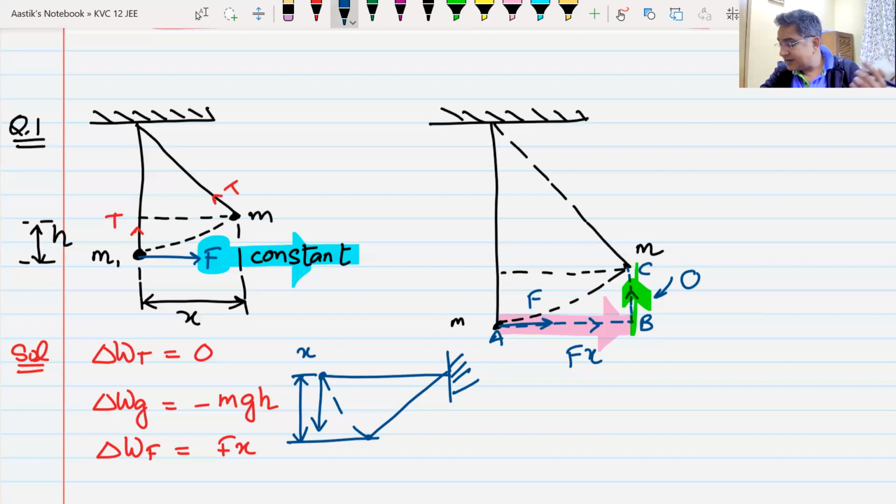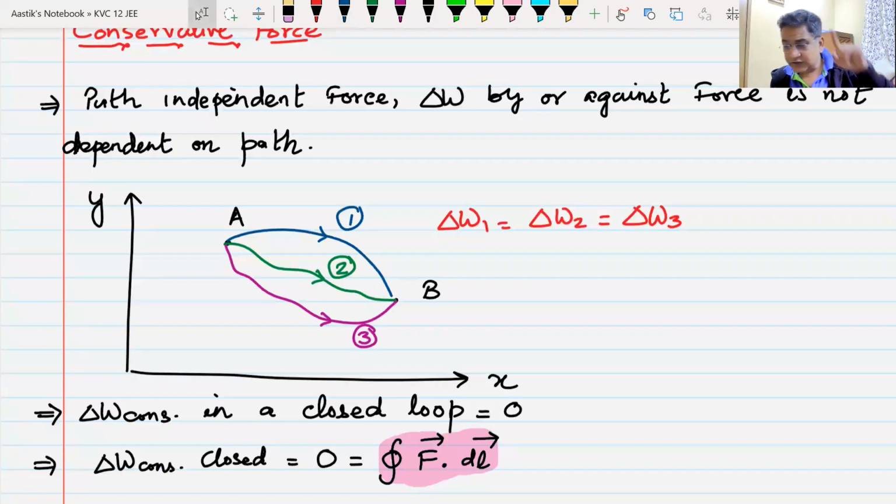Now we understand that this work done by this conservative force does not depend on path. It only depends on what was your initial position and what is your final position. It does not depend on path, and therefore I can create this concept of a term which is known as potential energy. From this conservative force comes this concept of potential energy.